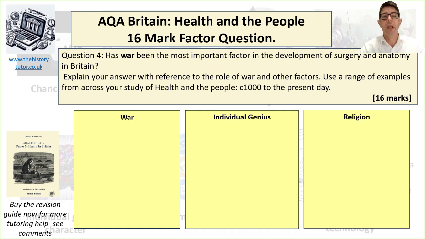So just remember that. Okay, so let's think about war, individual genius, and religion. So pause me now, have a look through your revision guide and see if you can find some really good examples of these factors helping to improve surgery. And if you've worked through the tasks in my revision guide with the planning tables, you might already have some ideas ready. Okay, so here's some of my ideas then.